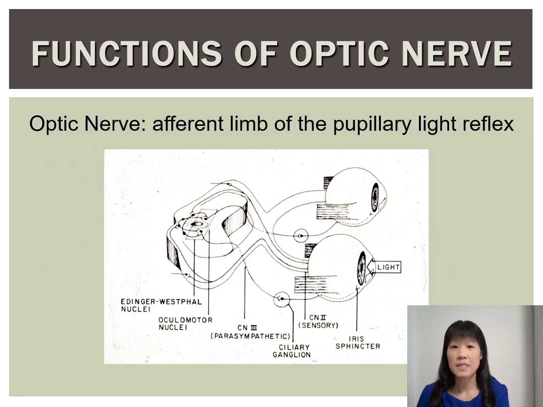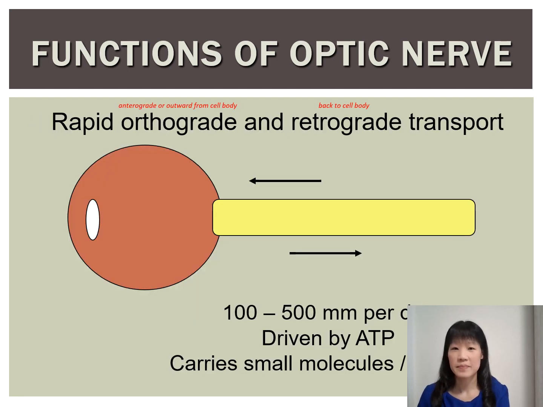The optic nerve also enables us to have the pupillary light reflex. The optic nerve is the afferent limb of the light reflex, which connects to the Edinger-Westphal nuclei, back to the pupillary sphincter muscles, which constrict the iris when there's bright light outside.